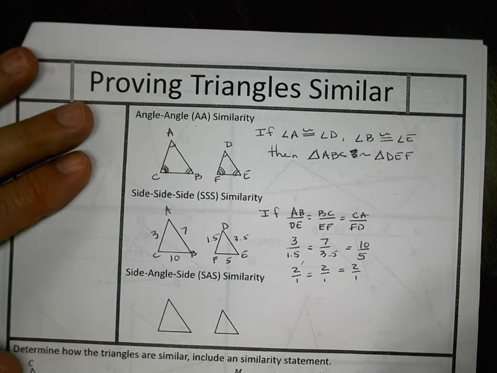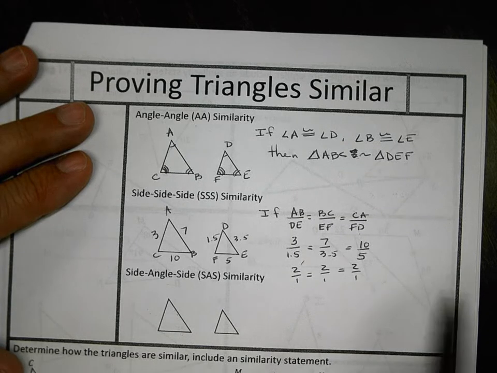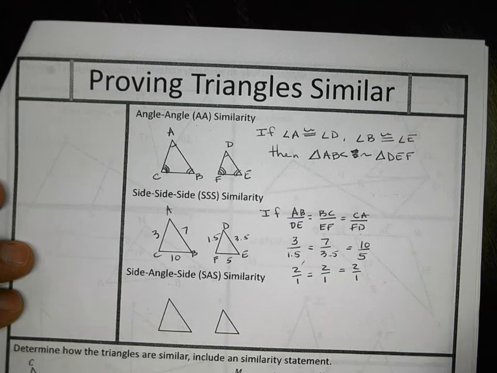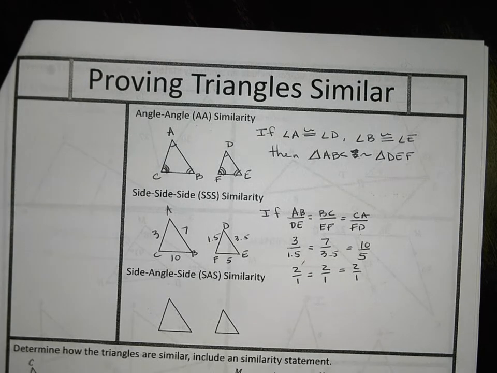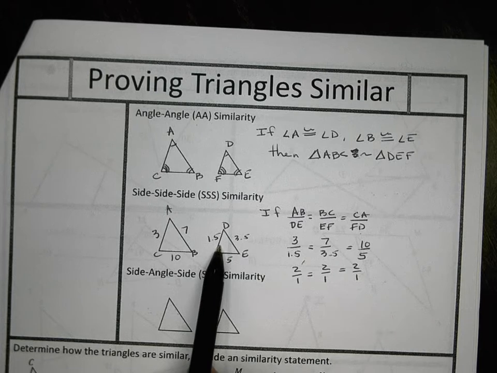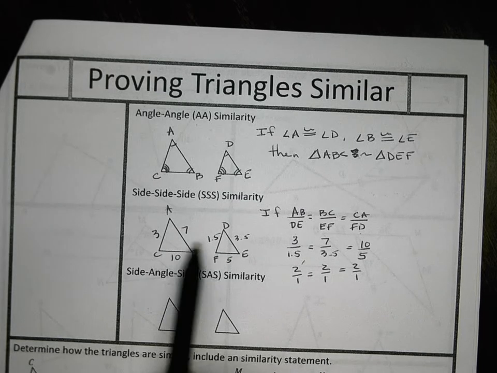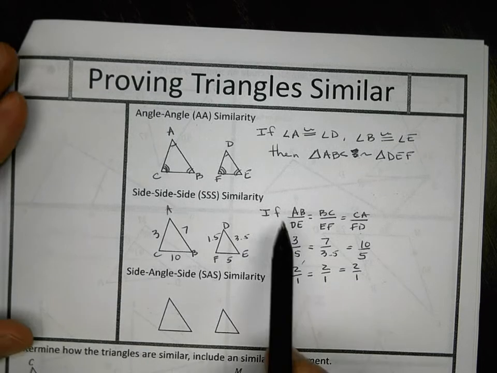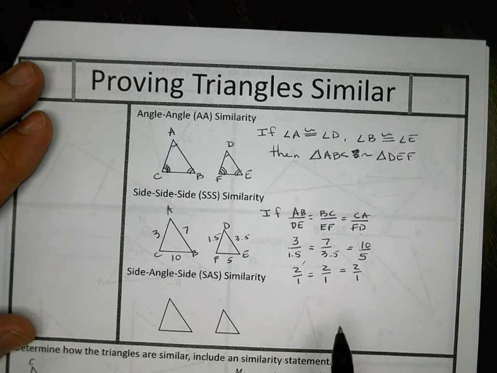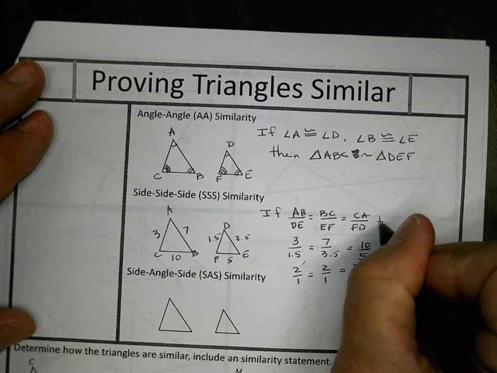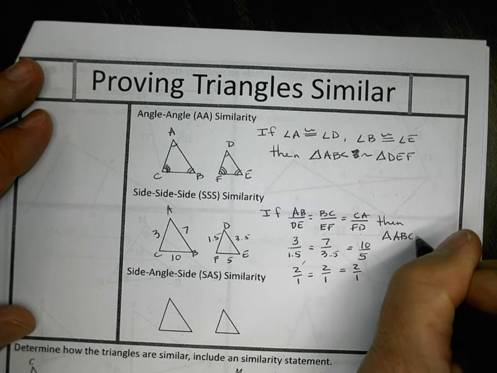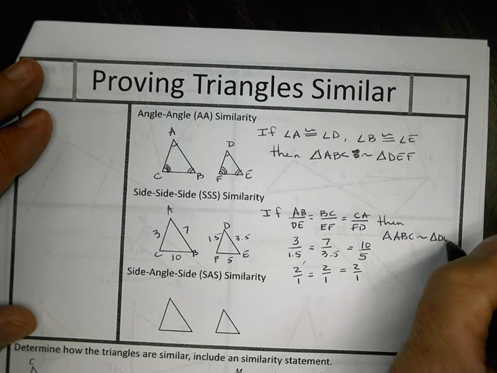Yes? Wait, so do the fractions matter? Like, does one have to be on top always, or it doesn't matter? No, it doesn't matter. I always try and put the smaller ones on top, just out of habit. But in this case, since I named these ABC, I left it. So if the three sides are all equal ratios, then again we can say triangle ABC is similar to triangle DEF.